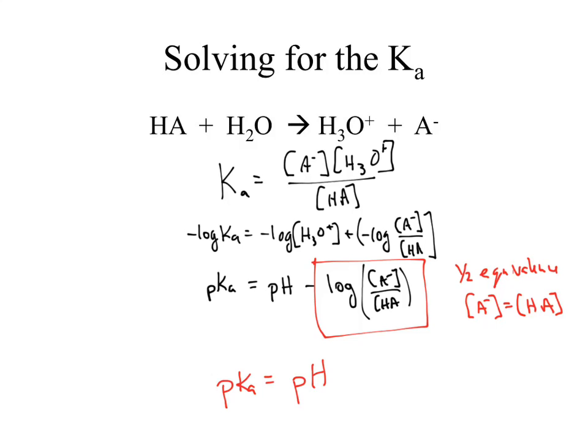If you wanted to, which you will have to do, tell me what the Ka is. What is the Ka going to be equal to? 10 to the negative pH. Okay? That gives us our Ka, and then we can all be happy with that.